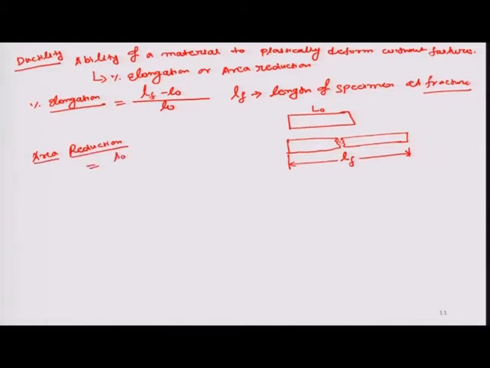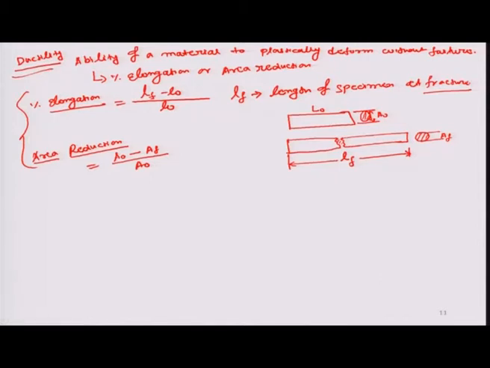Again, this is the initial cross sectional area minus the cross sectional area of the specimen after fracture, divided by the original cross sectional area. So, suppose the original cross sectional area was A naught and now the cross sectional area is AF. After measuring the actual cross sectional area of that specimen after fracture, you can calculate area reduction. So, both these terms define the ductility of any material.